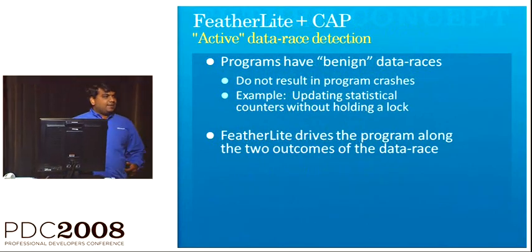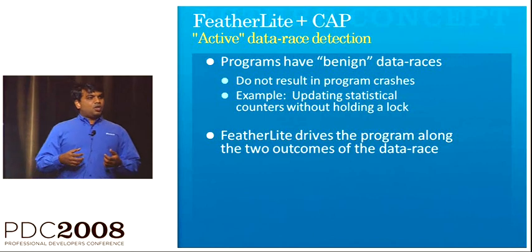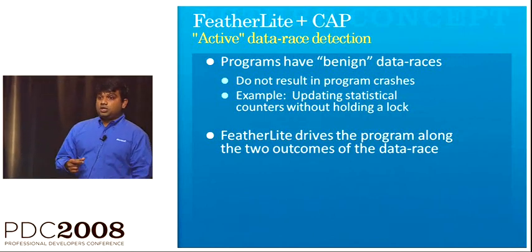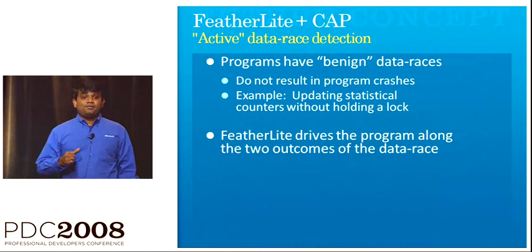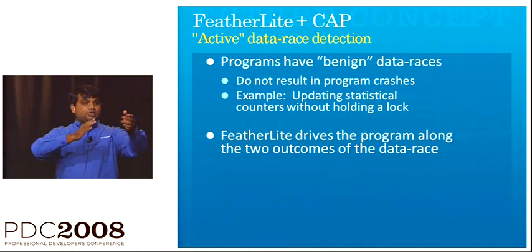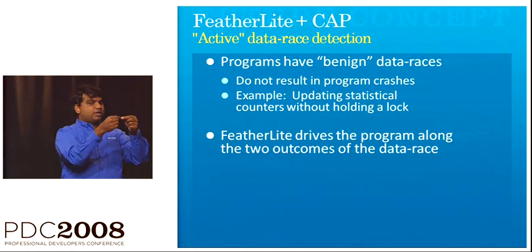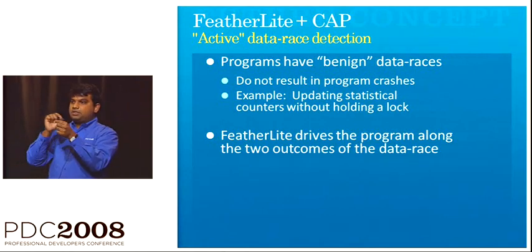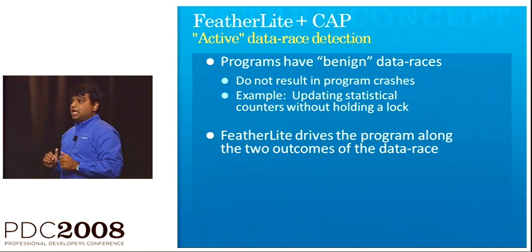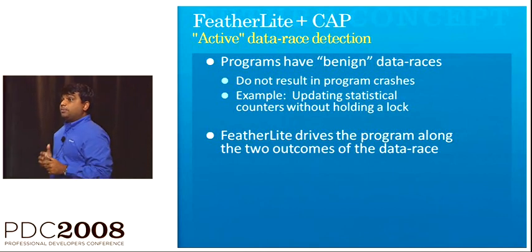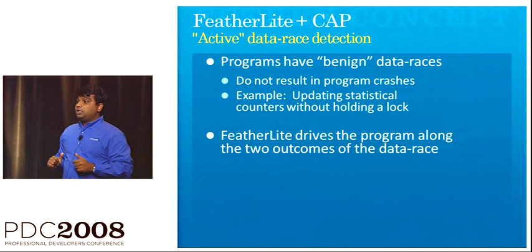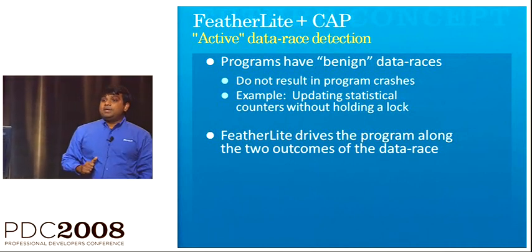And not only that, we are building Featherlight on top of CAP, and CAP can direct the execution of its choice. So what Featherlight can do is that if it finds a data race, it can actually drive the program along the two possibilities. There are two threads trying to race to a memory access. It'll say, okay, what happens if this guy wins the race or this other thread wins the race? You can try both possibilities and see if the program behavior actually changes in the two of them. So this is very important to identify what we call benign data races.